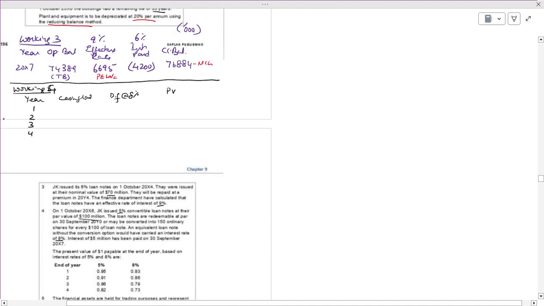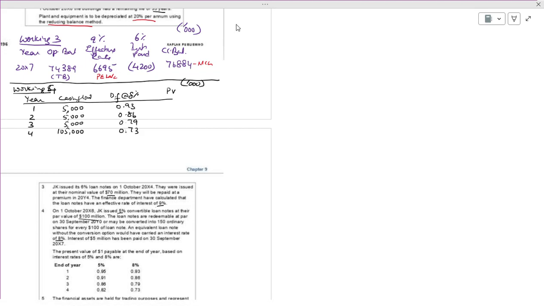This is also in thousands. 100 million into 5 comes to how much? 5 million. First year 5 million, second year 5 million, third year 5 million. And fourth year how much? 100 million plus 5. Fine. Discount factors they gave in the end: 0.93, 0.86, 0.79 and 0.73. Multiply 2 into 3.